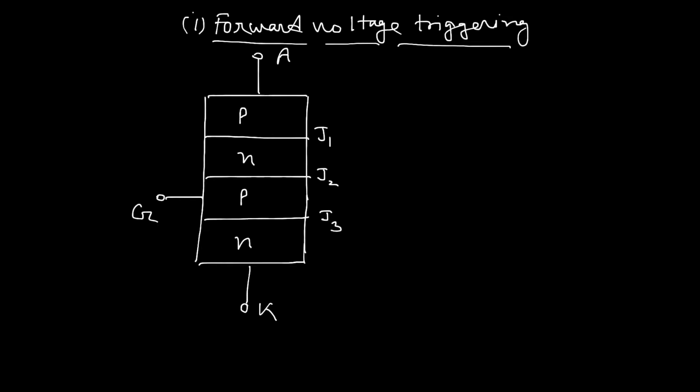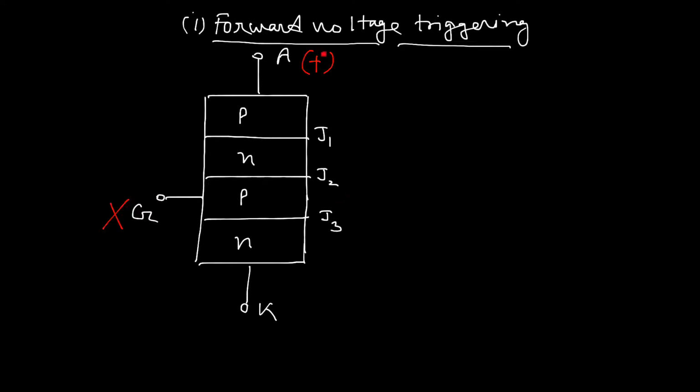That is, when the anode is more positive with respect to cathode, then we can say the device is under forward biasing condition. Okay, and here we have not applied any gate signal across the gate. Then what happens? Current tries to flow from anode to cathode in this direction, but there is a tendency for formation of a depletion layer across junction J2. That is why current cannot conduct easily.